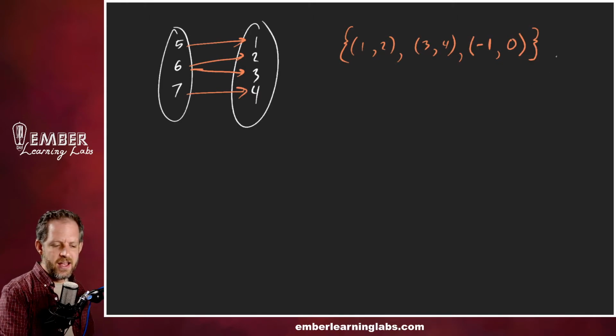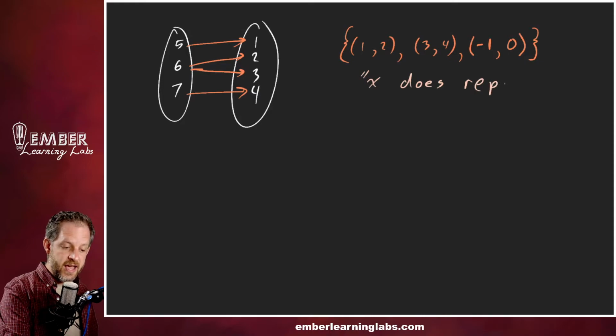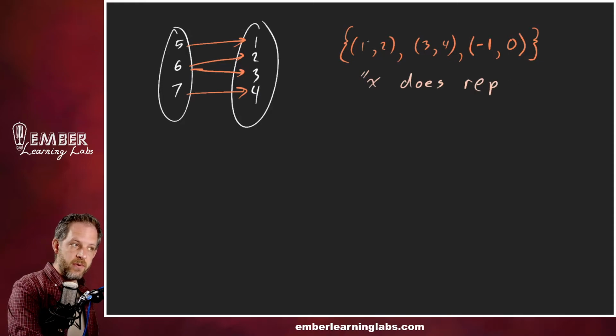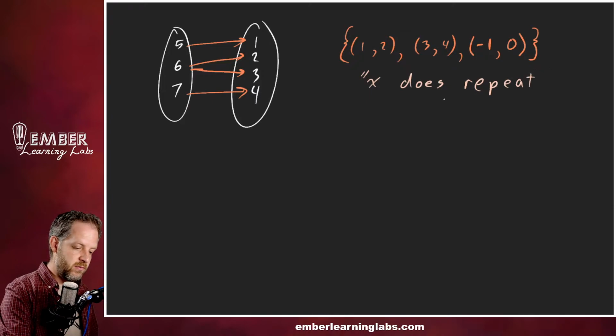So we have a set of ordered pairs here. When we're looking at whether this is a function or not, we basically want to look: if it is a function, then x does not repeat. So that's one way to think about it. Again, we're only mapping for each member of the domain, the x part, to one member of the range. X does not repeat. So that's what we're thinking about.